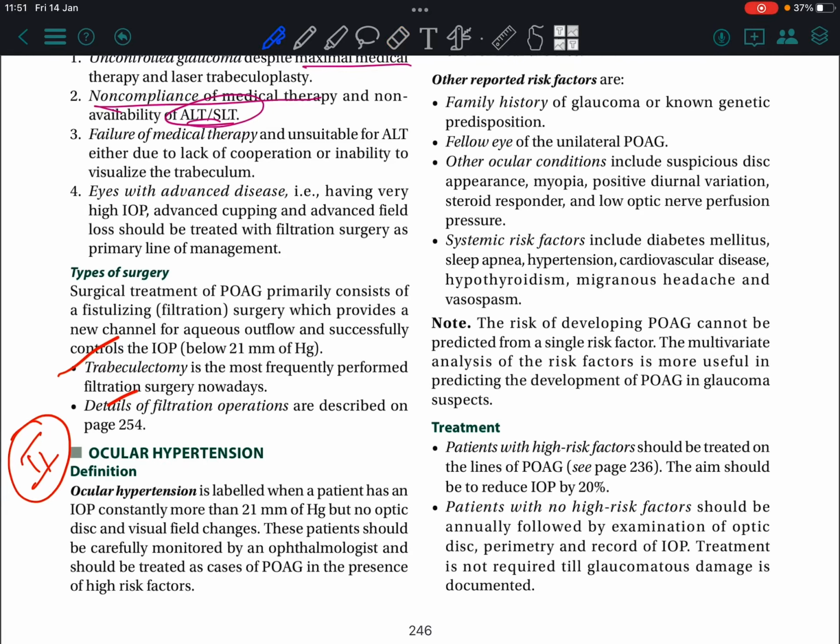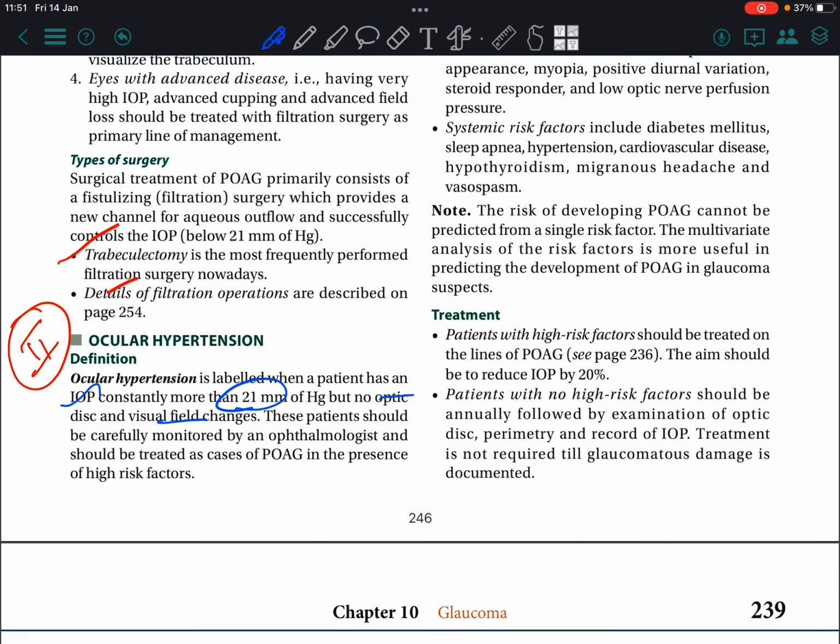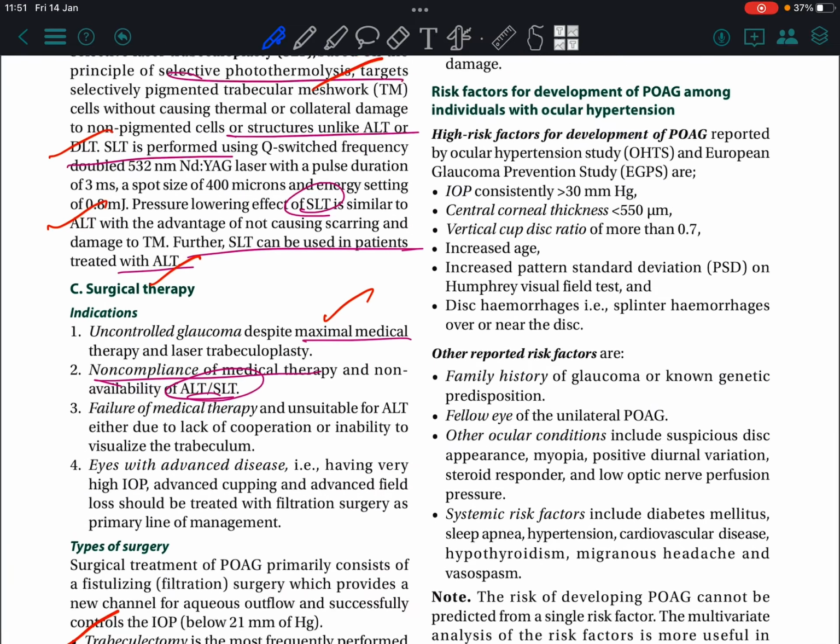Ocular hypertension is labeled when a patient has an IOP constantly more than 21 mmHg, but no optic disc and visual field changes. These patients should be carefully monitored by an ophthalmologist and should be treated as a case of POAG in the presence of high risk factors.